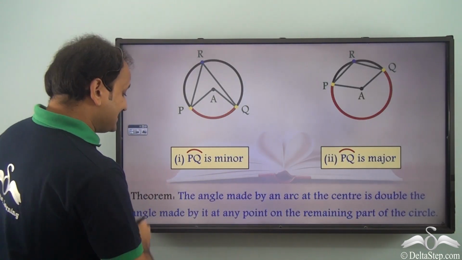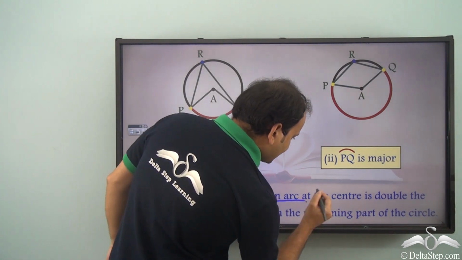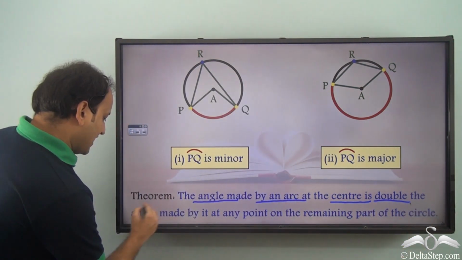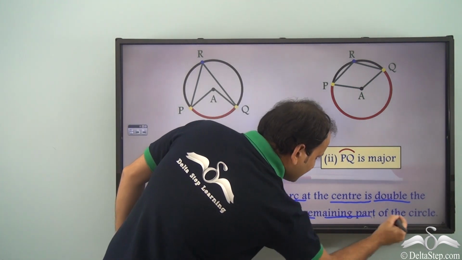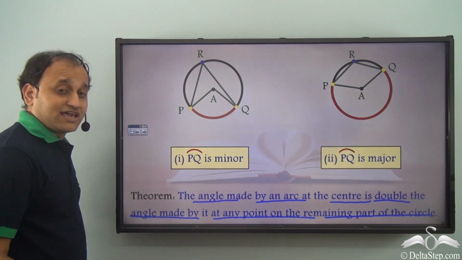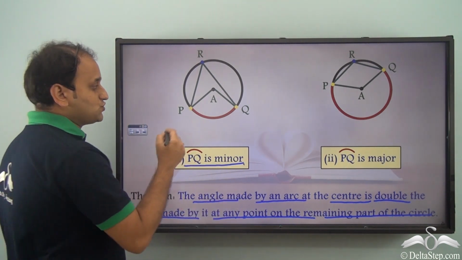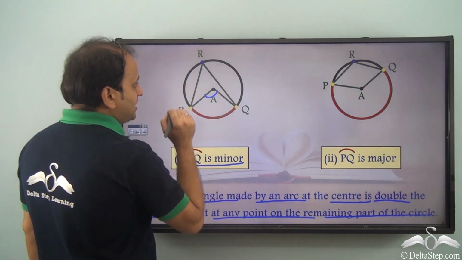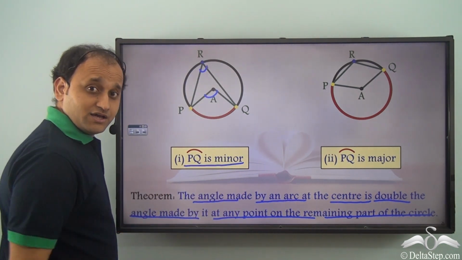This theorem states that the angle made by an arc at the center is double the angle made by it at any point on the remaining part of the circle, and it is true for both the cases. When arc PQ is minor, then what do we see? This angle, angle PAQ, will be double or twice of this angle, angle PRQ.